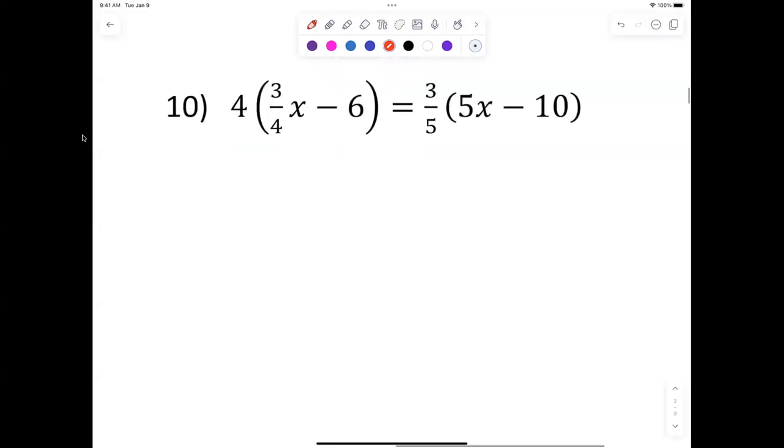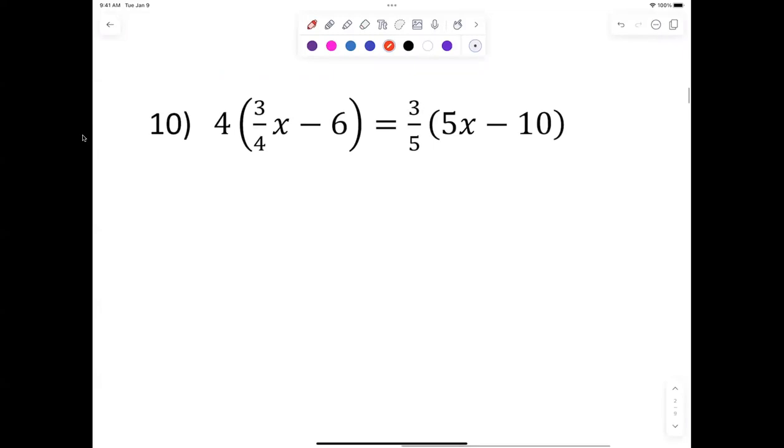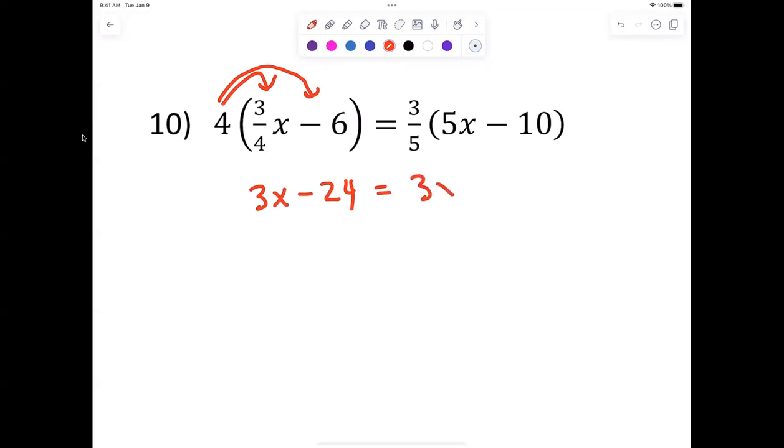Let's knock out 10. Distribute the 4. Distributing the 4. Now, come on, guys. 4 times 3/4 is what? 3x. 4 times -6. There you have it. Equals 3/5 times 5, learn it. 3x minus 6. Do we agree? 10 divided by 5 is 2. 2 times 3 is 6.